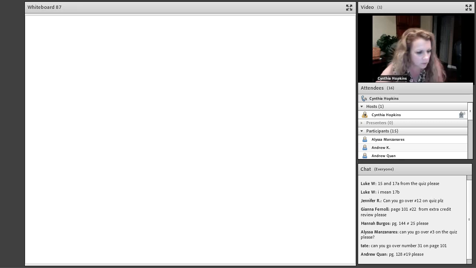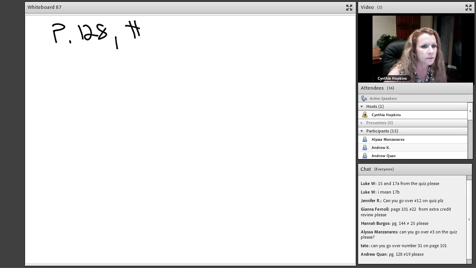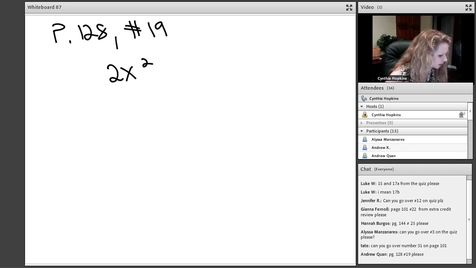Okay, Andrew's question is on page 128, number 19. They are asking us to solve this by completing the square. I'm going to write it the same way they did: 2x squared minus 8x equals negative 16.